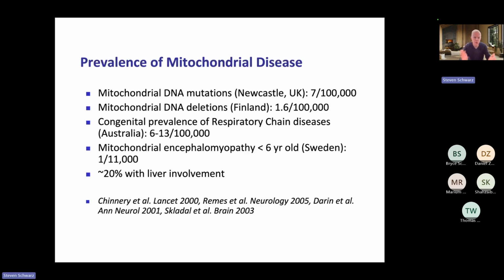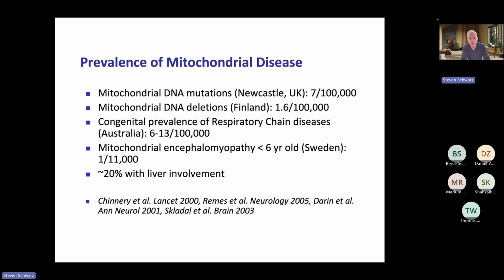So the overall prevalence of these mitochondrial diseases is quite rare. Mitochondrial DNA mutations in the UK, 7 per 100,000. In Finland, 1 in 100,000. Again, these are very rare disorders, but only about 20% of them are associated with liver disease.